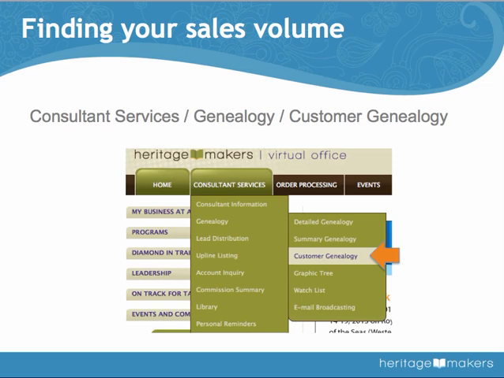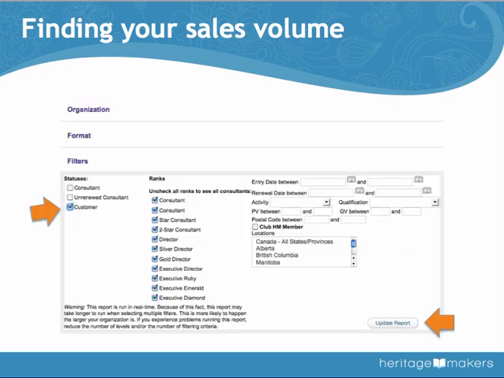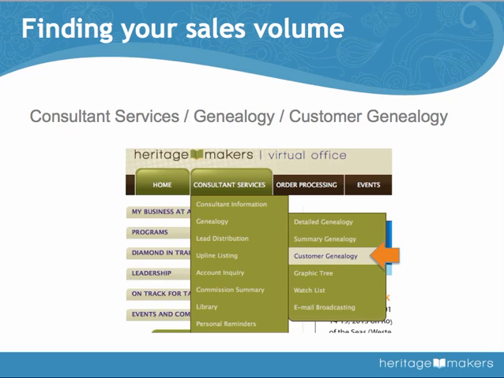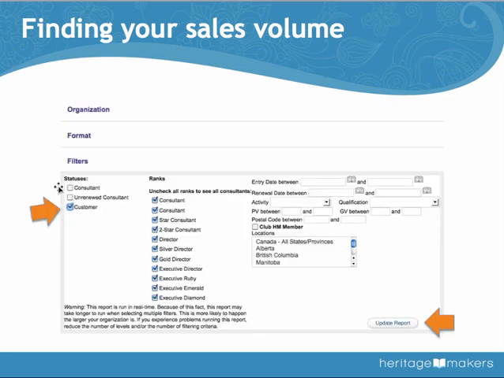Now there's also a quicker way to do that. Once you've run a report already, you can just go into the Filters tab and you can select Customer instead of going all the way back out to the main screen. If you've already run a consultant report, now you just want to run your customers report, you can just change that right here in the filters by selecting Customer and then hit Update Report.